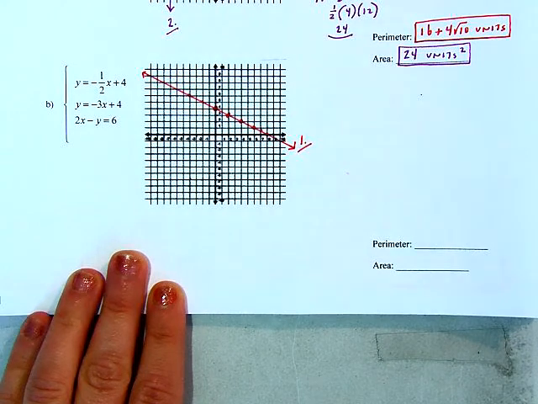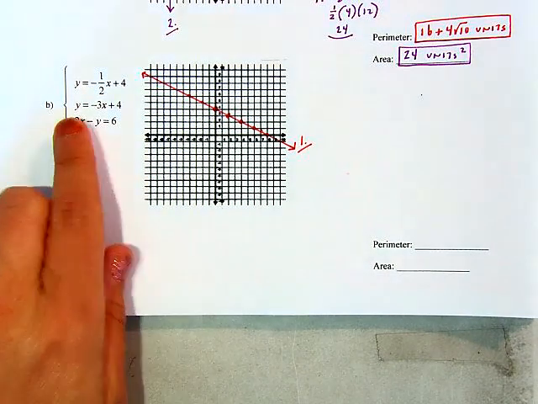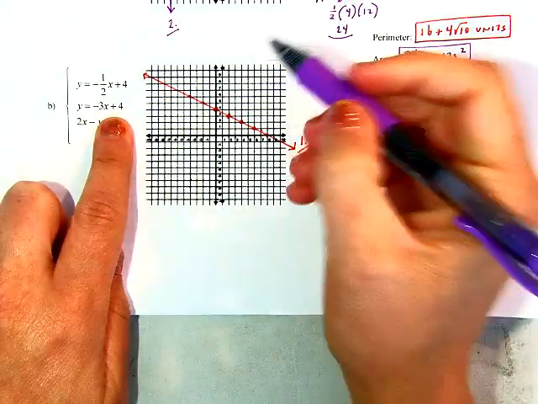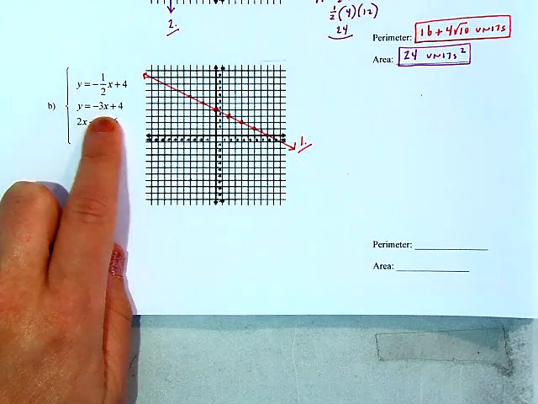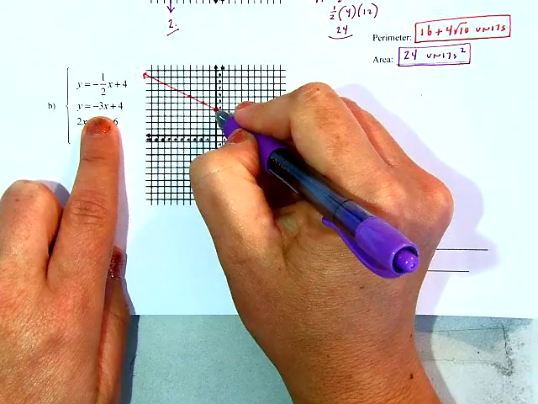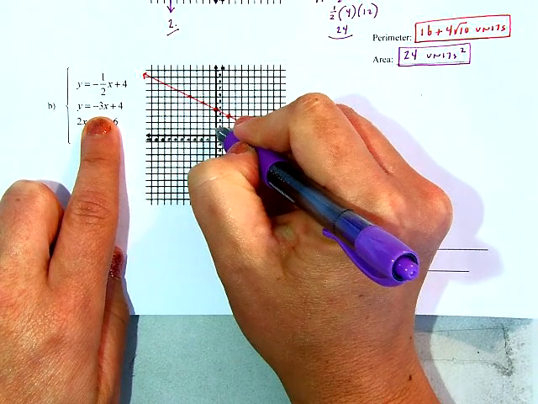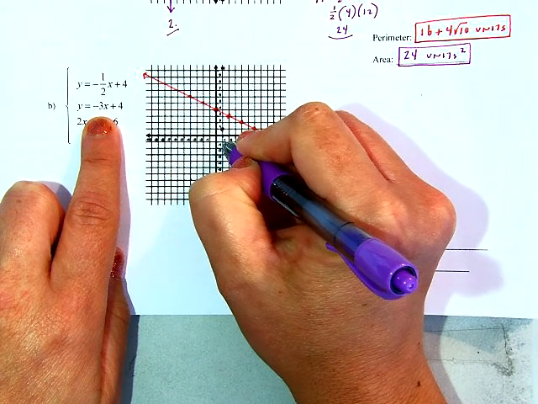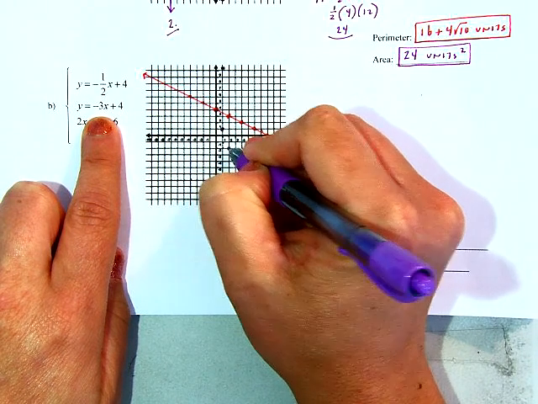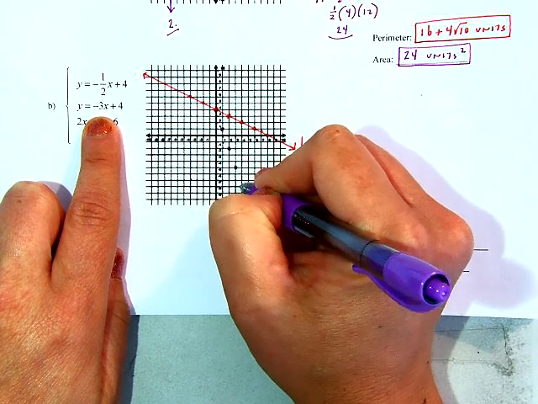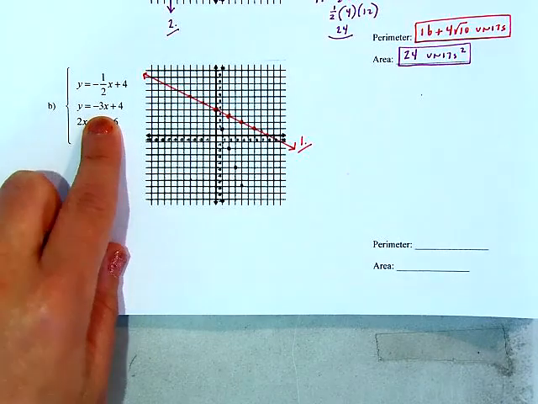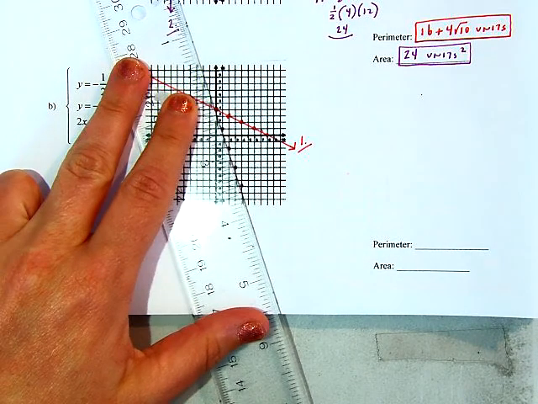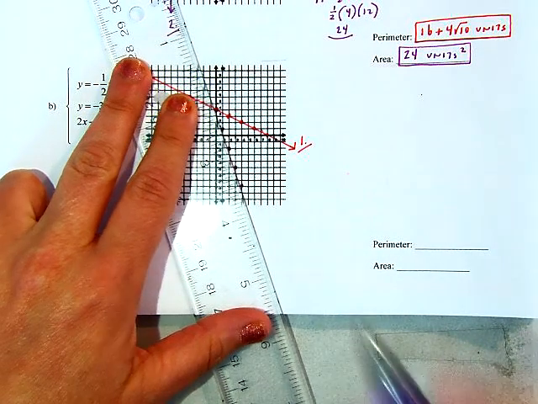Okay, and then the second one I will do in purple, also slope-intercept form, also the same y-intercept. My slope here is -3, so I'm going down 3 and right 1. Down 3, right 1. Down 3, right 1. Okay, so here we go with the next pathway.